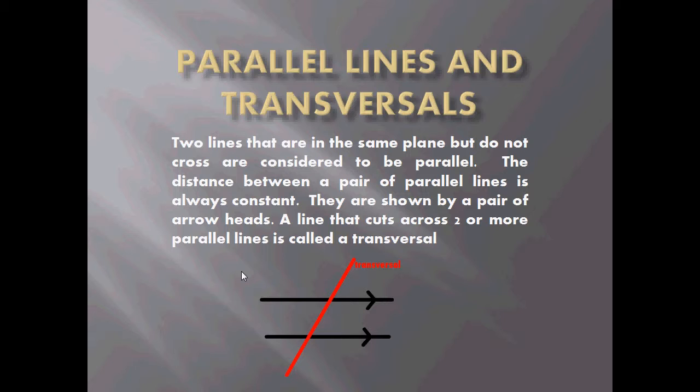Remember also girls that we show parallel lines by putting an arrowhead on the line to indicate that those two lines are parallel. Now a transversal, girls, is just a line that crosses the parallel lines, and it's shown here in the red. I'm going to do a review of the angles that we've already covered in Year 7.